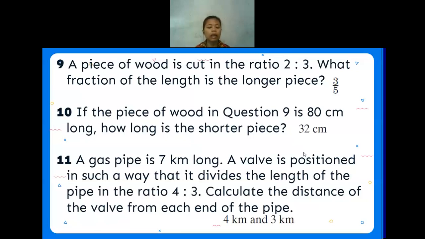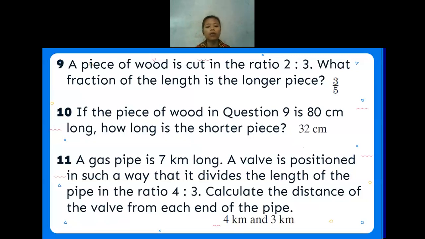For the question 11, a gas pipe is 7 kilometer long, and then we need to divide it in the ratio 4 to 3. The total will be 7. So we know that 7 is equals to 7 kilometer. So for the 4, it will be equals to 4 kilometer. And then for number 3, it will be equals to 3 kilometer.